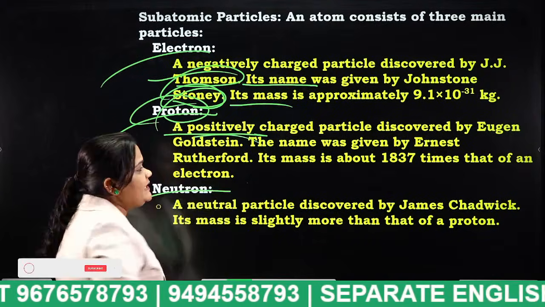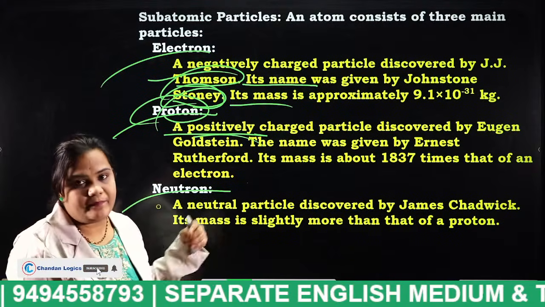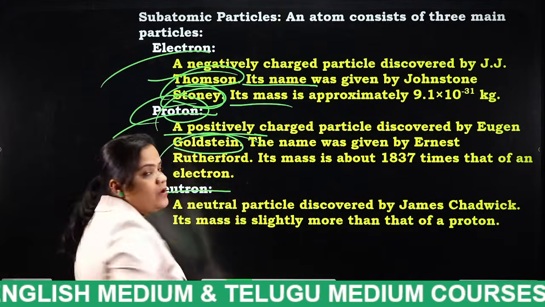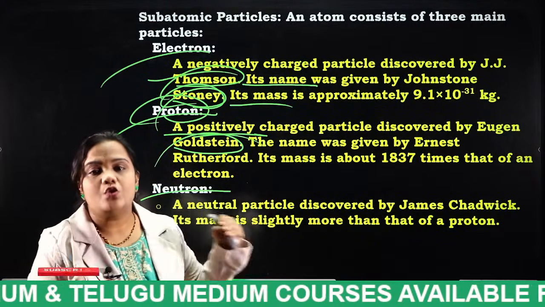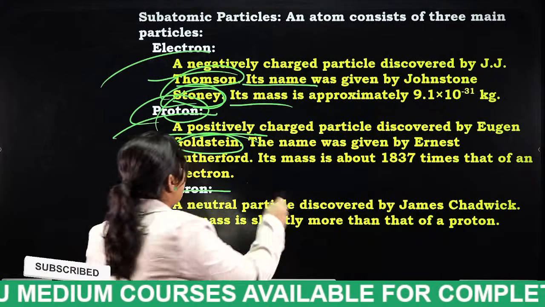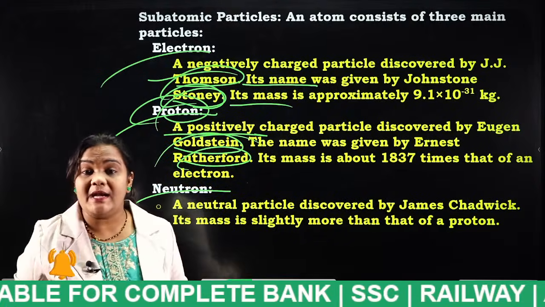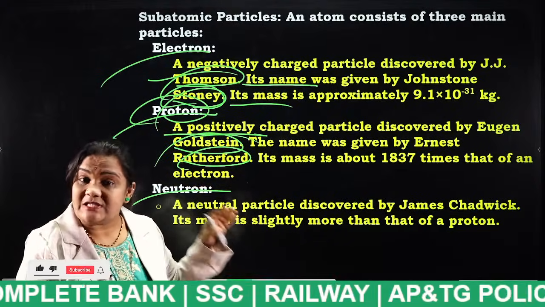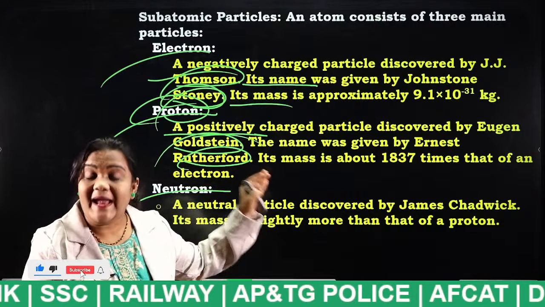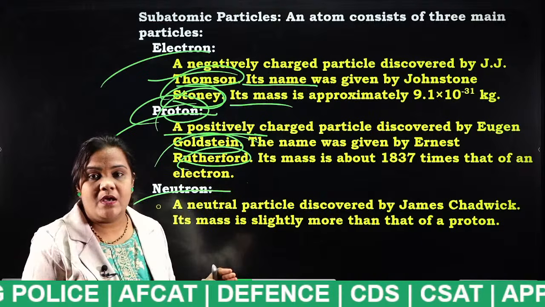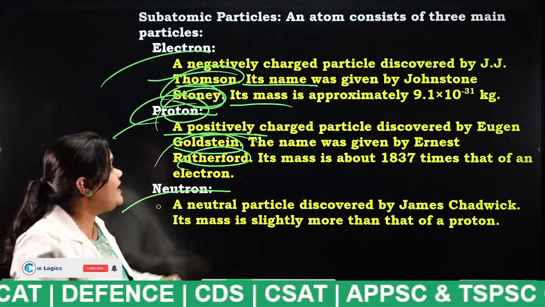The proton is a positively charged particle. And who discovered this? Goldstein. Who discovered the proton, students? Goldstein. And the name was given by Ernst Rutherford. So remember, very important, the name of the positively charged particle was given by Ernst Rutherford, but it was discovered by Goldstein.